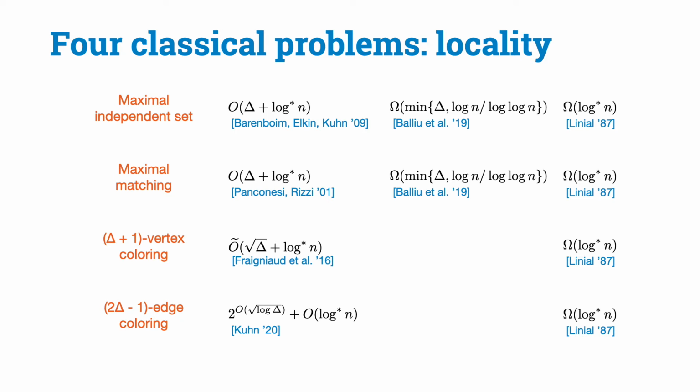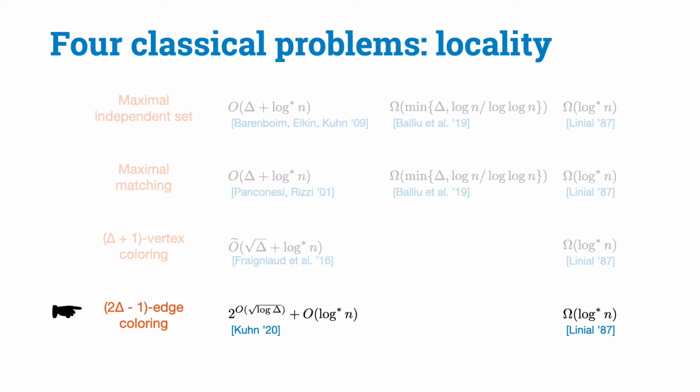Lastly, a very recent result by Kuhn shows that the 2 delta minus 1 edge coloring problem can be solved in 2 to the square root log delta plus log star n rounds, while the only lower bound that we know, also for this problem, is omega of log star n. In this work, we study the locality of the 2 delta minus 1 edge coloring problem, and we improve upon the result of Kuhn.